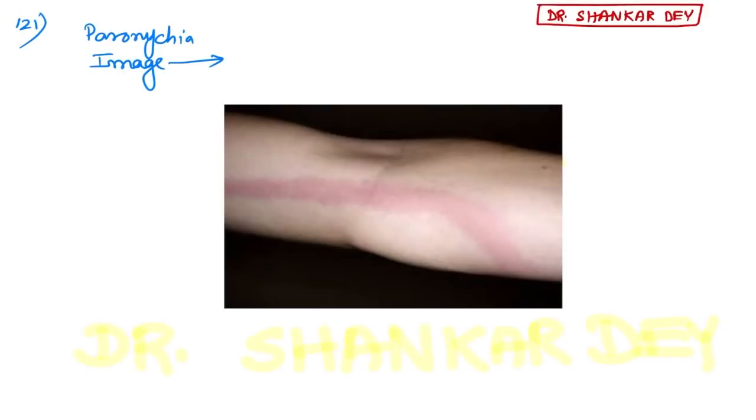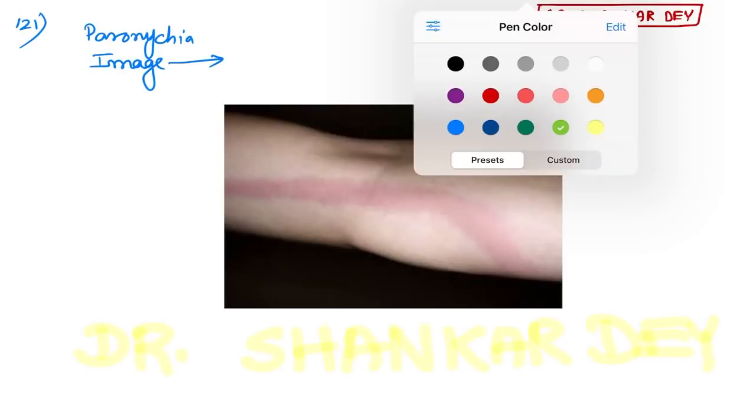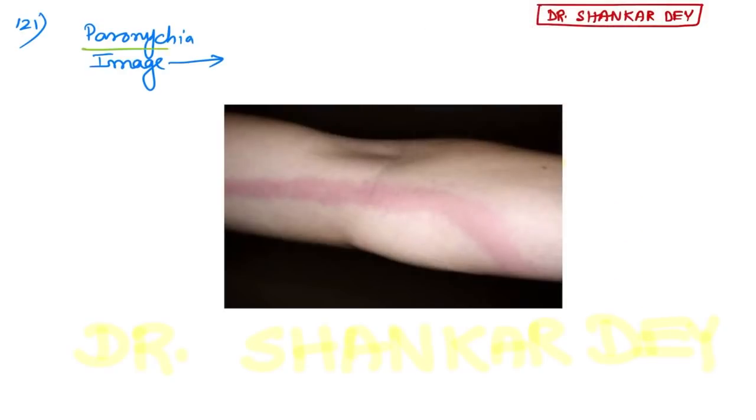So the first question, 1 to 1, is a case of paronychia. One female patient. Paronychia is an infection of the nail bed. It is most commonly caused by which bacteria? Staph aureus or Streptococcus. These bacteria, Staph or Strepto, can cause paronychia.